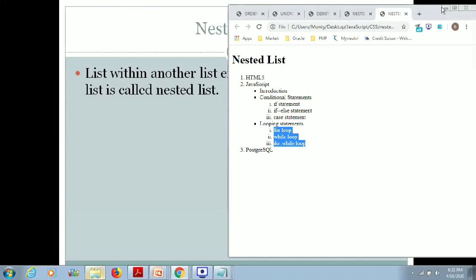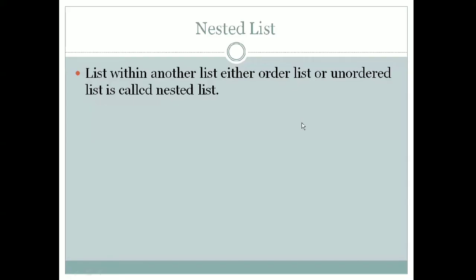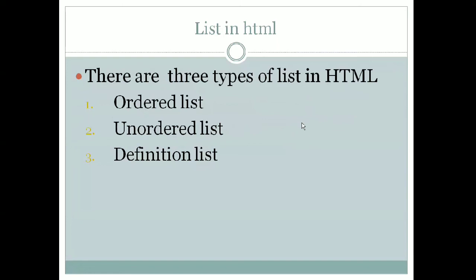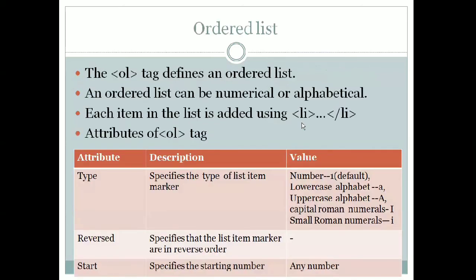Okay, so this is all that we have today. Let's quickly revise this. We have three different types of lists in HTML: ordered list, unordered list, and definition list. OL tag is used to create an ordered list. LI tag is used to create list items. The OL tag has three attributes: type, reversed, and start.